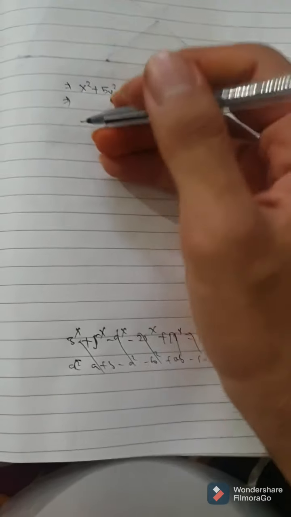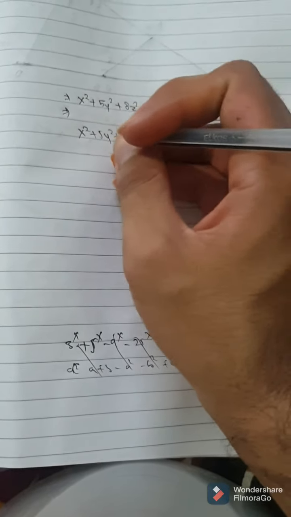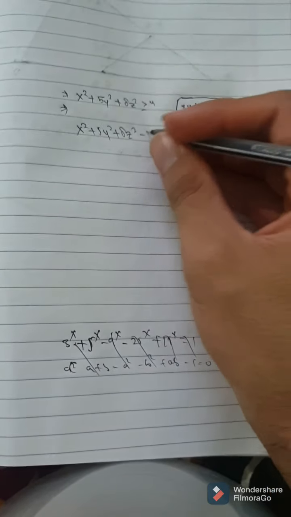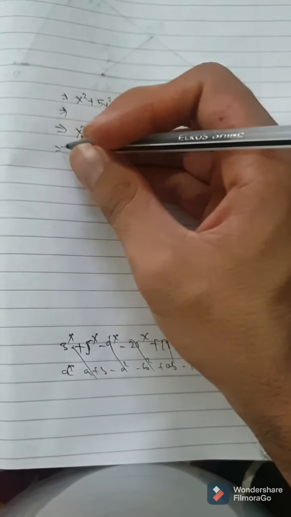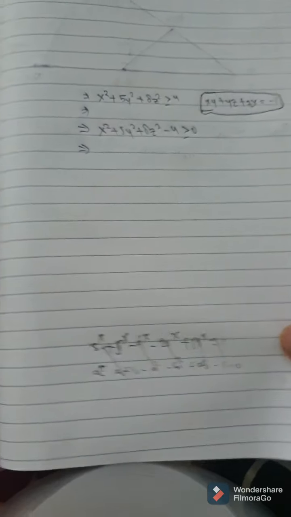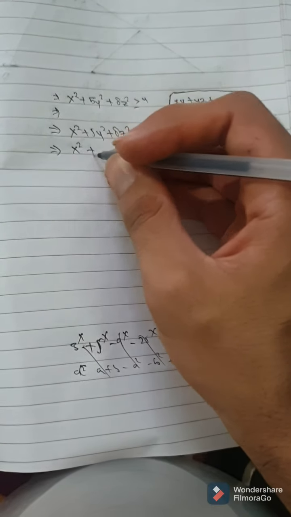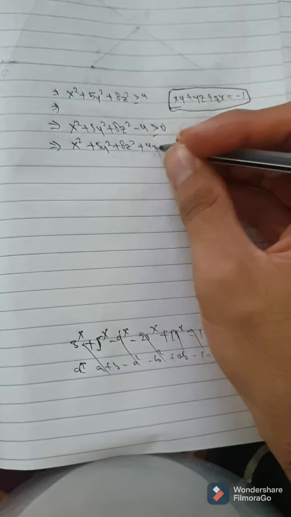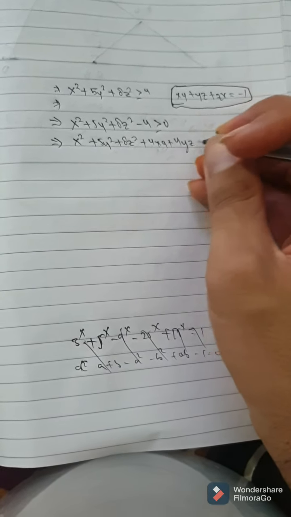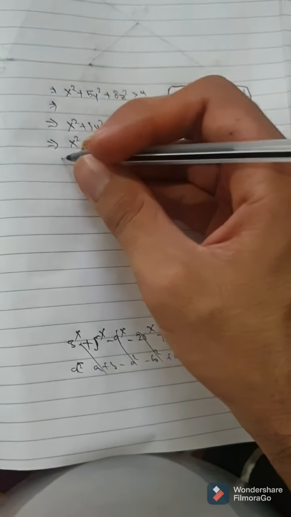So let's try this. Let's bring all the terms to the left: x square plus 5y square plus 8z square minus 4 is greater than or equal to 0. We need to prove this. This is not actually hard. See, minus 4 can be written as 4 into xy plus yz plus zx. So x square plus 5y square plus 8z square plus 4xy plus 4yz plus 4zx is greater than or equal to 0. We need to prove this thing.